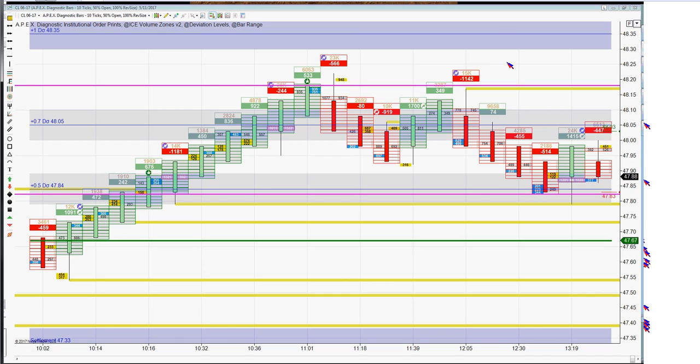Right, no absorption, no momentum, no eating volume, like nothing happening there. Remember, you may see things pop up during a bar, but at the close, that's what really matters, right? Now we know the cluster, once it's there, it's gonna be there. Now it may be at a different price level because it's gonna be the highest volume bar in there.